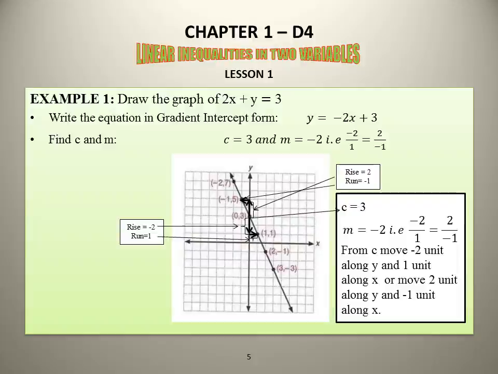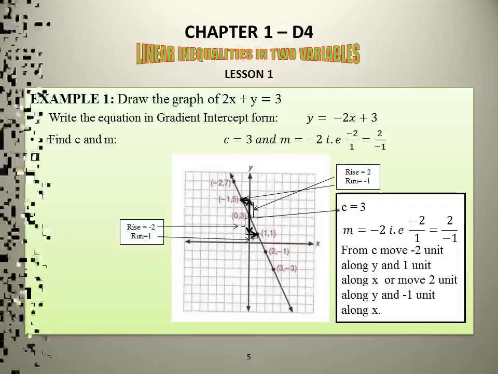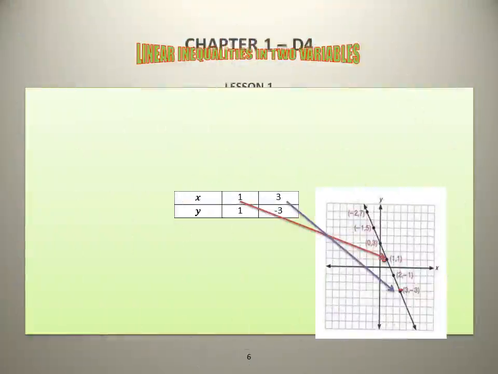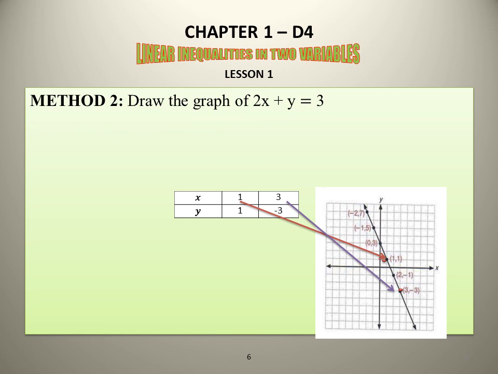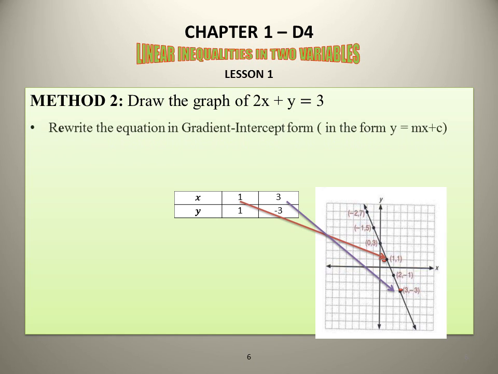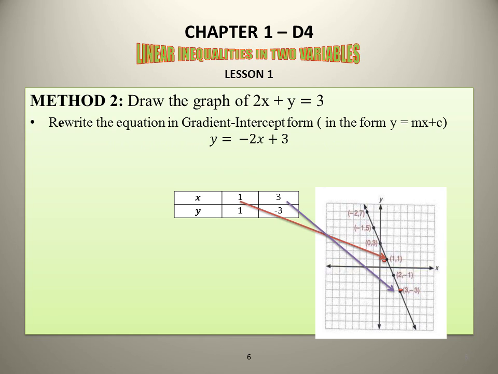Let us see the second method: finding points on the line, then plotting those points on the graph and joining them, you will get the straight line. Let us take the same equation of the line. The first step in this method is also to write the equation in gradient intercept form, which is y is equal to minus 2x plus 3. Then in the next step you will take at least two ordered pairs that make the given line true.